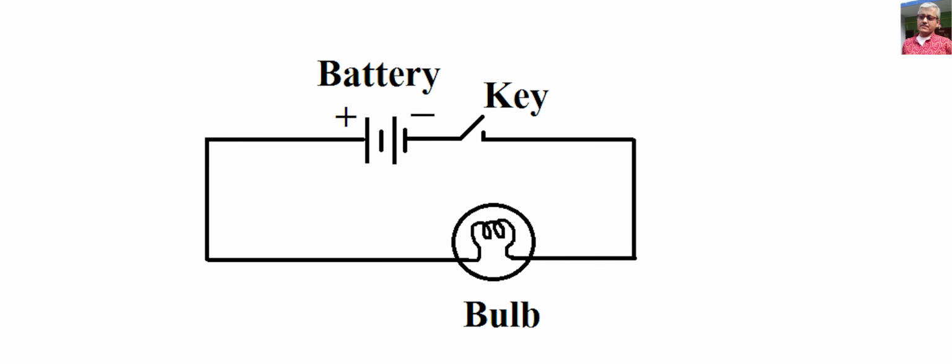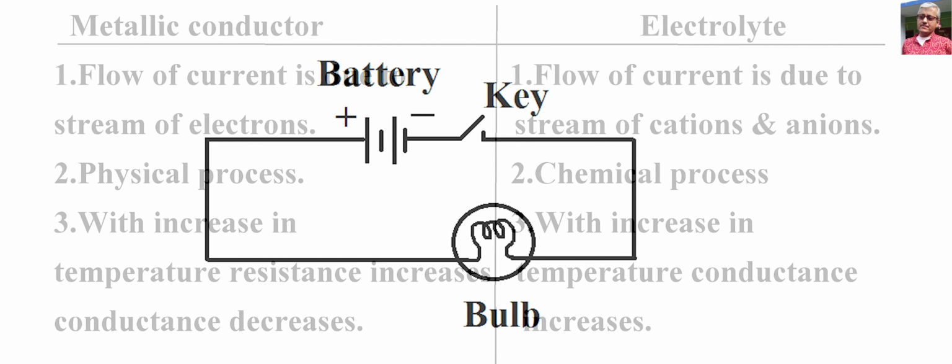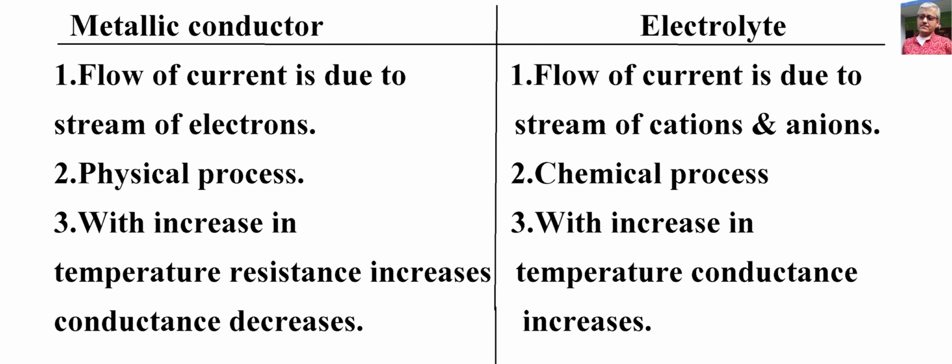We have seen electricity can be passed through a metallic conductor. But is it an electrolyte? The answer is no. Metallic conductors and electrolytes are completely different. In case of a metallic conductor, flow of current is due to a stream of electrons, whereas in case of electrolytes, it is due to a stream of cations and anions. Secondly, the process involved in a metallic conductor is a physical phenomenon, but in case of electrolytes, it is a chemical process.